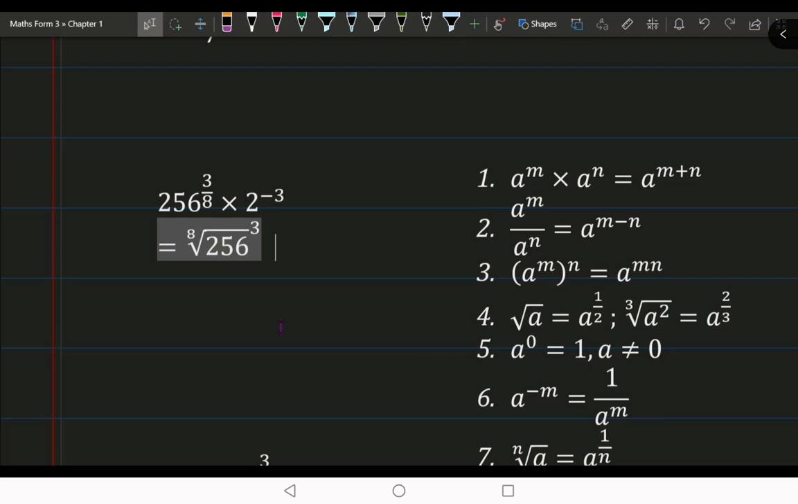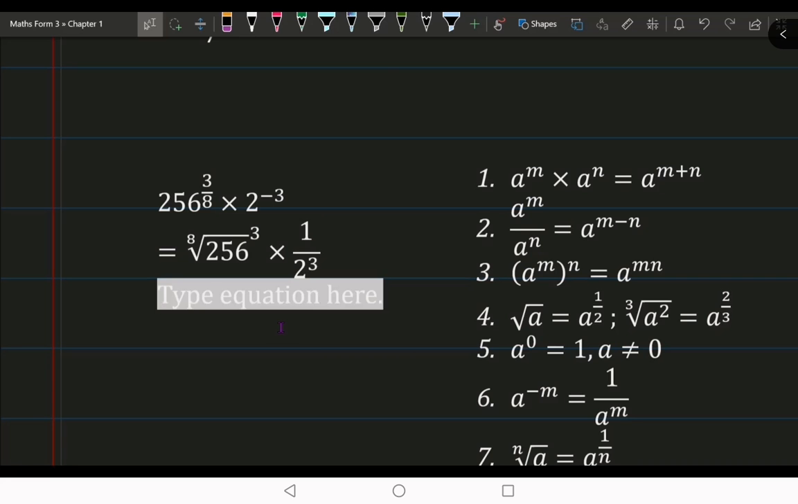Go to the second, 2 to the power of negative 3. What does the negative mean? It means 1 over 2 to the power of 3. Negative means 1 over. This one is very important for you to understand. So we have the 8th root, which means you multiply 8 times to get 256.